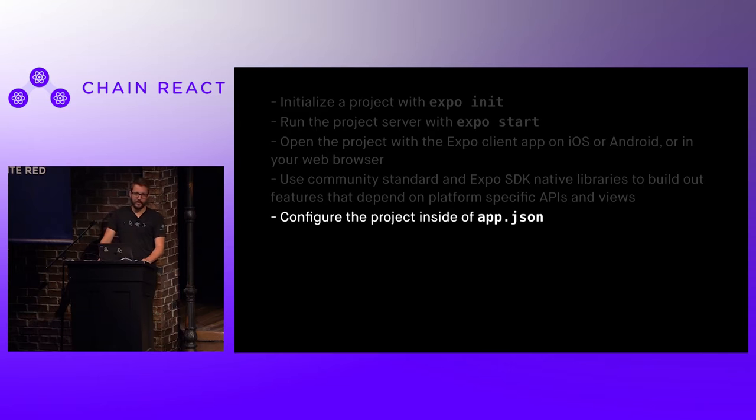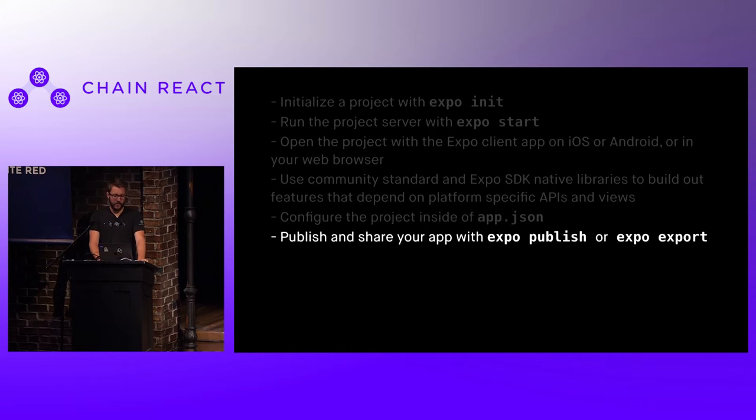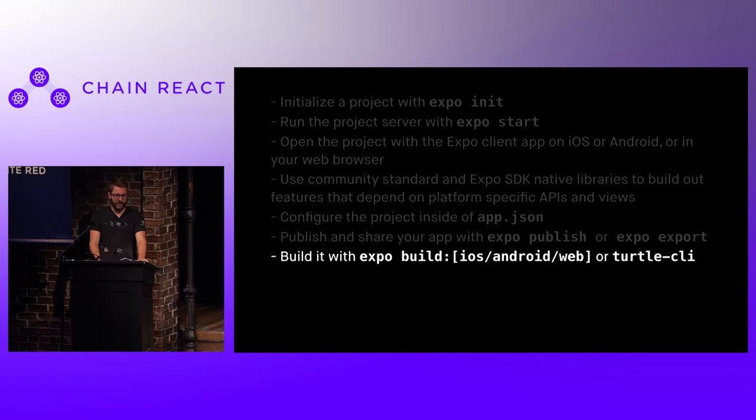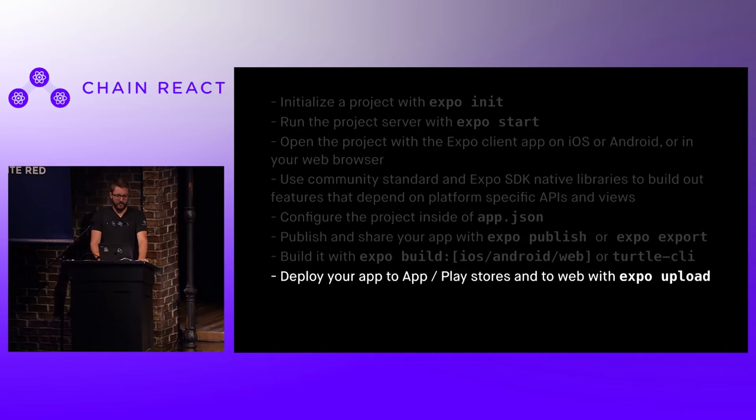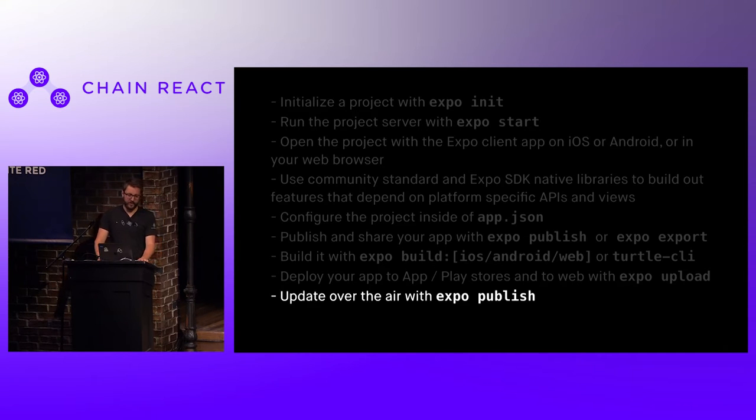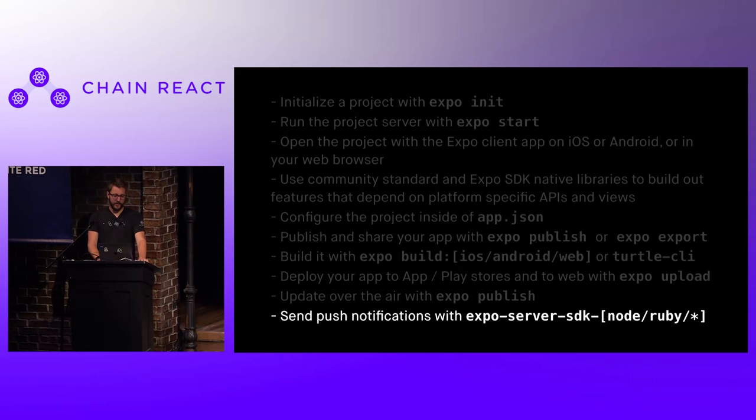You can configure your project inside of app.json, publish and share your app with Expo publish or export, and build it with Expo build iOS Android. Finally, you can deploy your app using Expo upload and update over the air with publish, and send push notifications using the APIs that are part of the SDK, as well as SDKs for whatever language you're using on the back end.